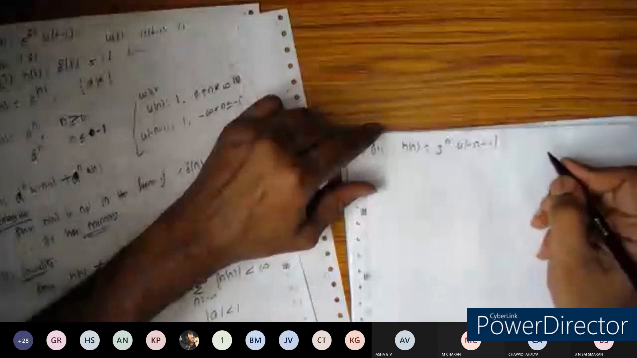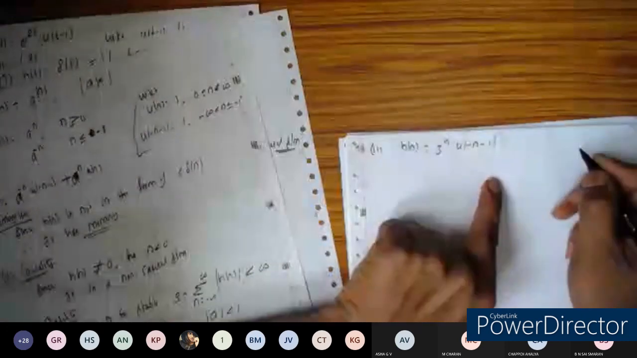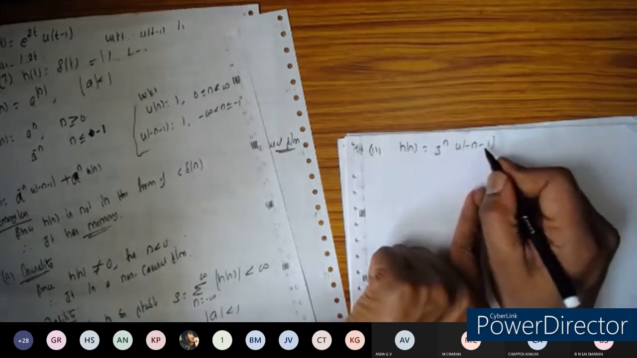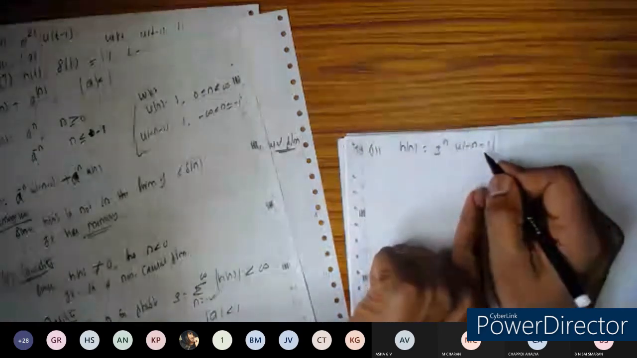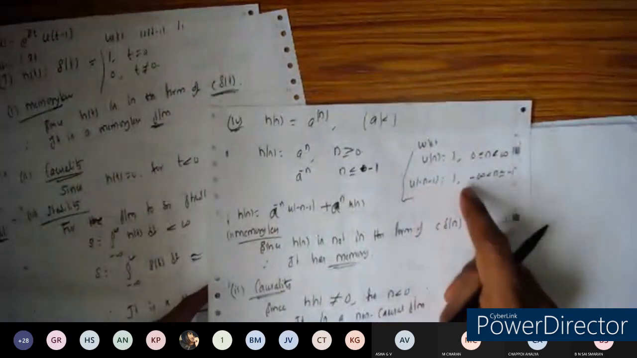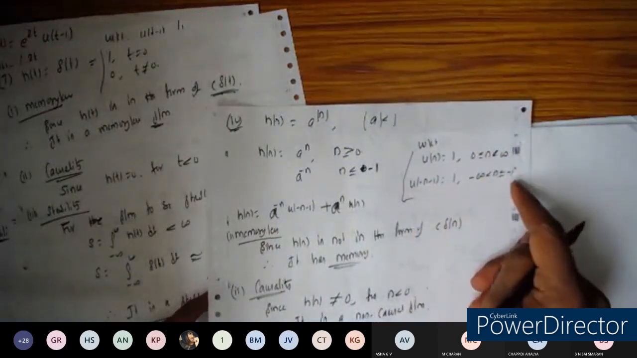So we know that u of minus n minus 1 is there here. We saw this in the previous problem. So u of minus n minus 1 is nothing but 1 from minus infinity to minus 1.